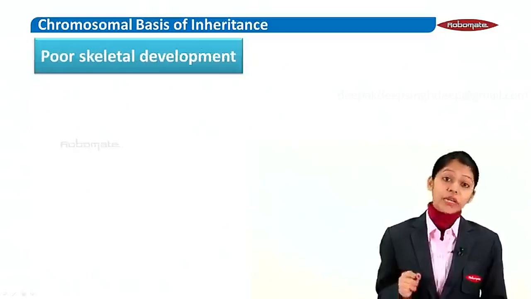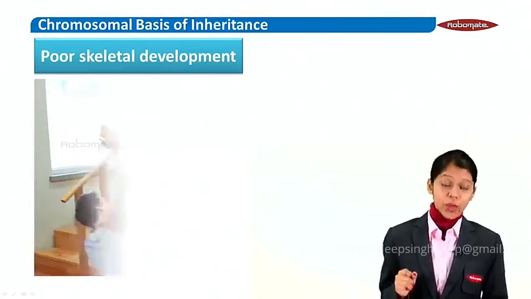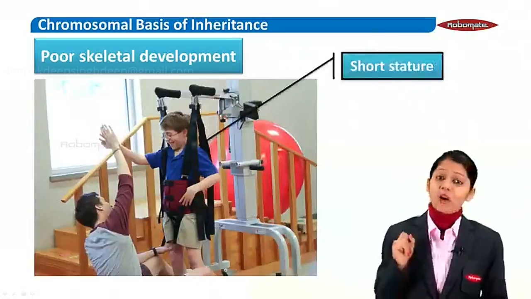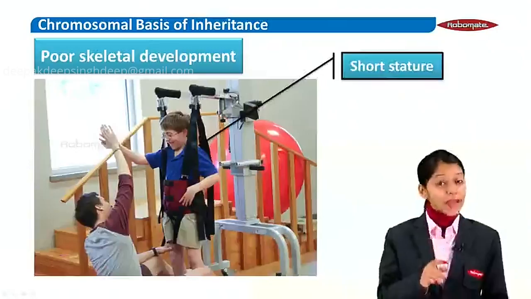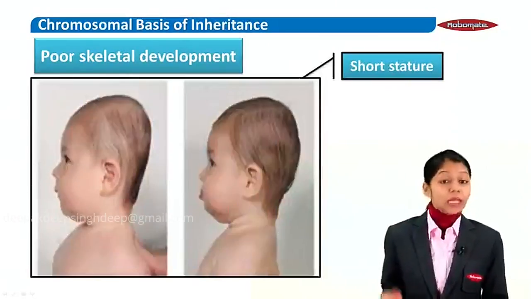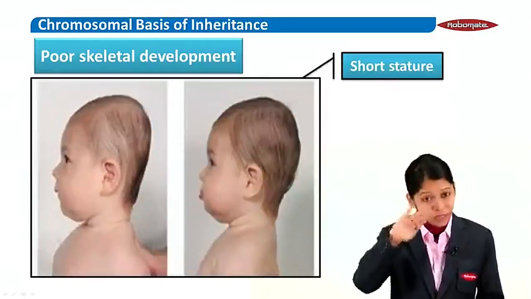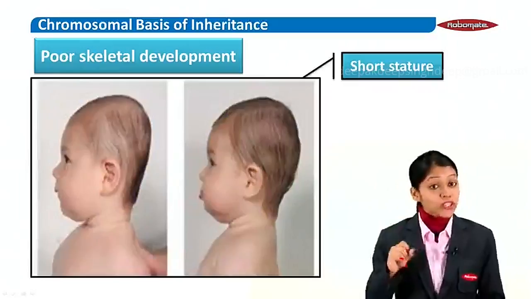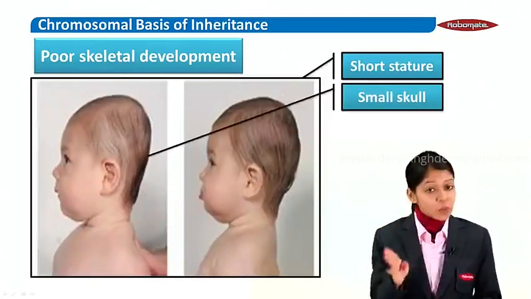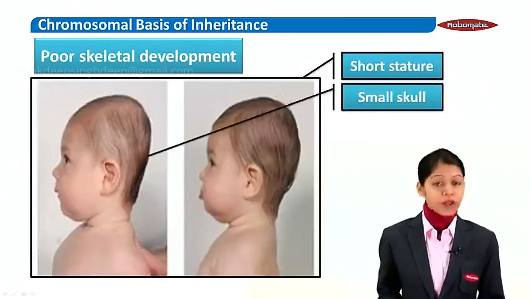The next feature is the skeletal development. People suffering from Down syndrome have poor skeletal development, and also they have a short stature in comparison to normal individuals. Now, the skull features: as you can see over there, the skull is flat from behind and also it is short in comparison to the normal individual. So they have a small skull in comparison to normal individuals.